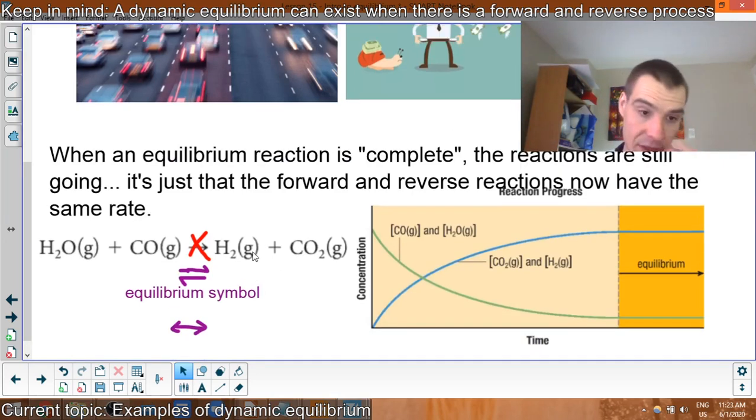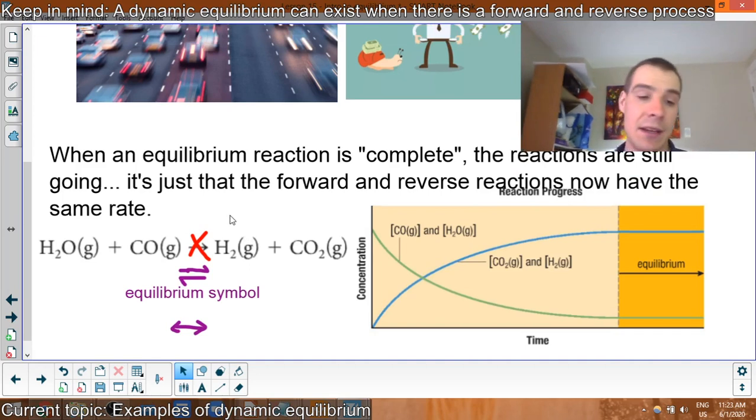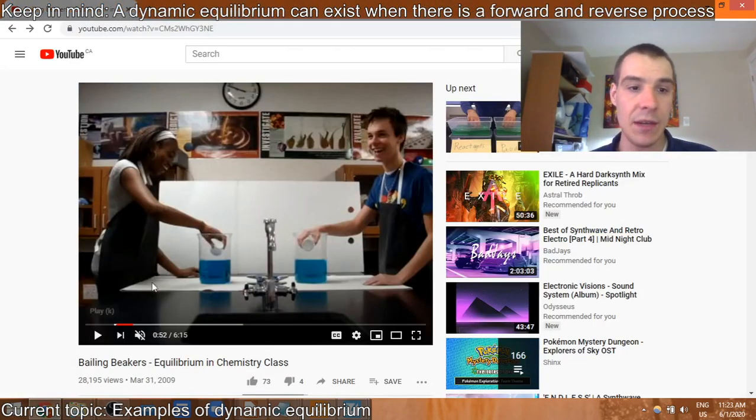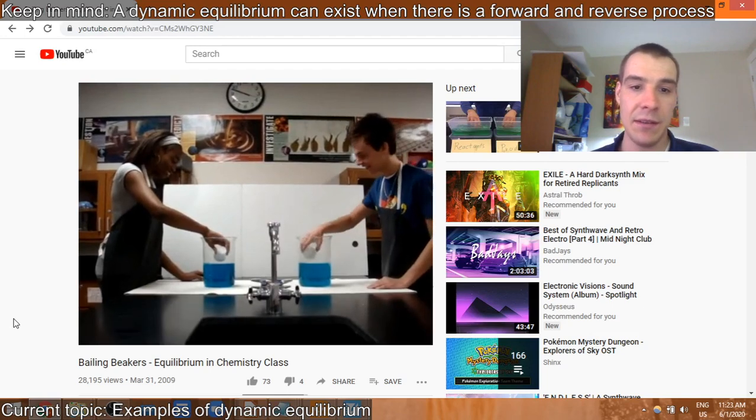Next I'll show you a YouTube video of probably the greatest demo of equilibrium, and sadly I can't do this in class. Usually I do this one in class. So let's go over to YouTube here. So this is a very simple demo. You've got two big beakers, and these guys have cups, and they're going to just put the cups in. Well, you'll see.